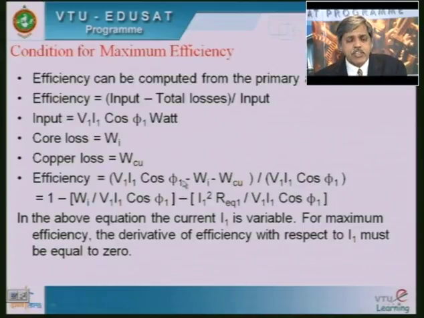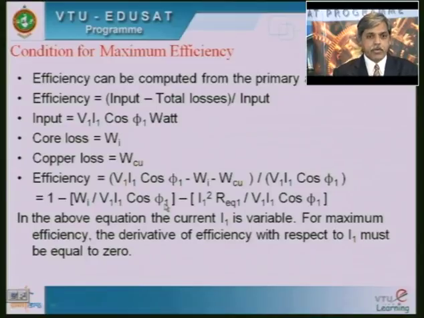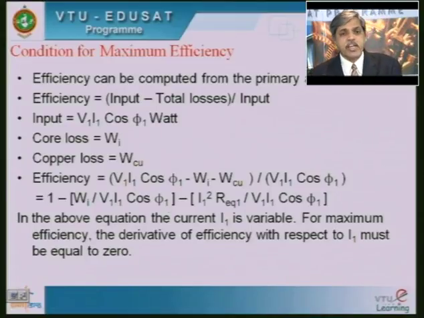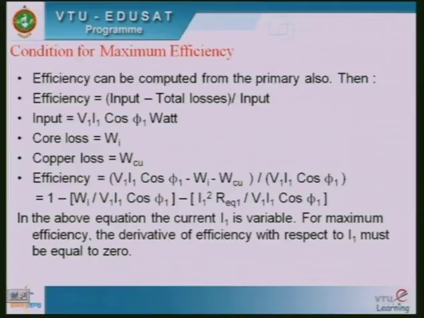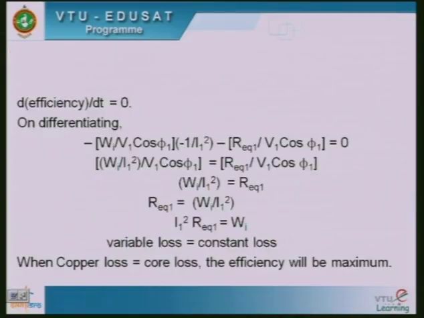Now in this equation V1 is the primary voltage, which is constant, and iron loss is also constant. So when the load varies, the current I1 will vary. This is the only variable you have in this equation. Phi 1 depends upon the type of load connected. Normally the transformer is an inductive device, so the current I1 will always lag behind the voltage by an angle phi 1. So that current I1 is the variable in this equation.